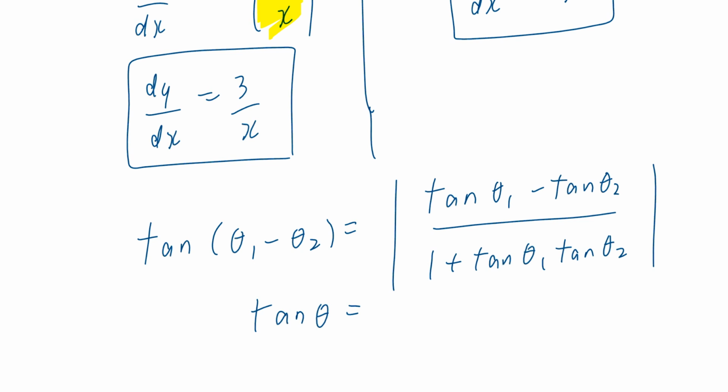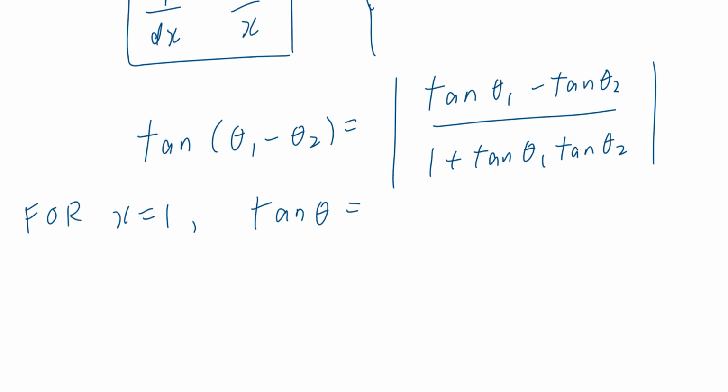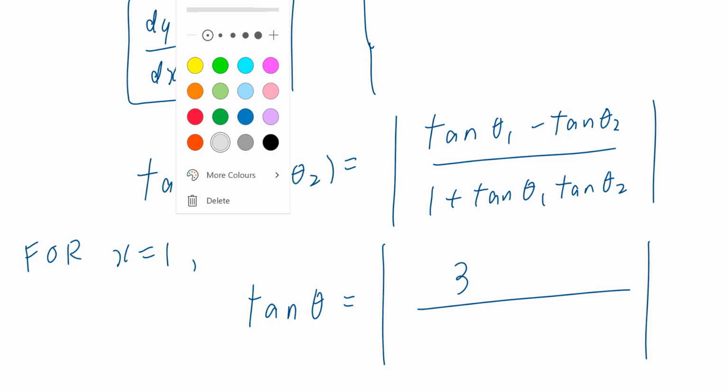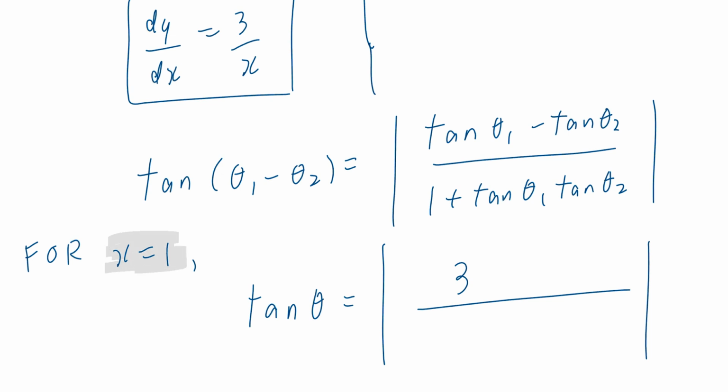Now, if we think about the x value of the POI, we're looking at x equal to 1. So for x equal to 1, tan theta equals the absolute value of, and maybe I should write it here so you can see what I'm doing, tan of theta 1 equals 3. Now again, how do we get 3? Let's take a step back. Let's make sure no one's left behind. I'm basically taking x equal to 1, and I'll plug it back into here.